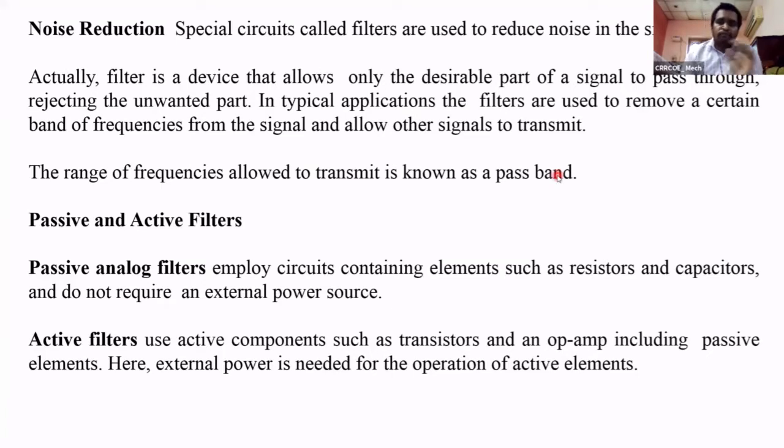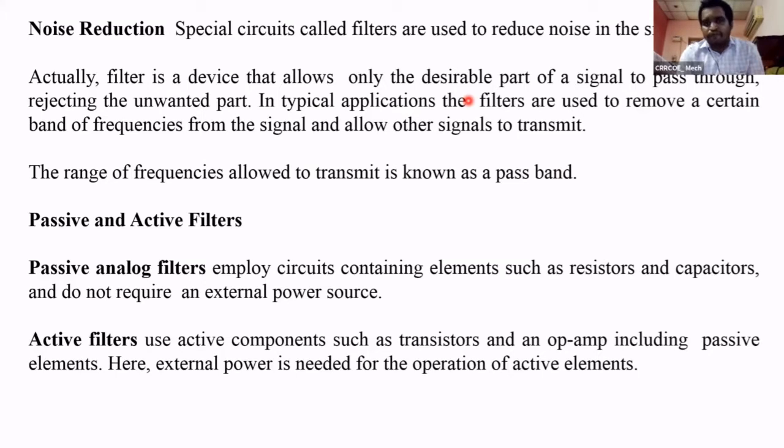For reduction of that noise signal, we use some devices called filters. Reducing the noise from the signals is called noise reduction, and the devices used for noise reduction from signals are called filters. A filter is a device that only allows the desirable part of the frequency. The desirable frequency of the signal passes through the particular filter, and it rejects the unwanted part of the signal.